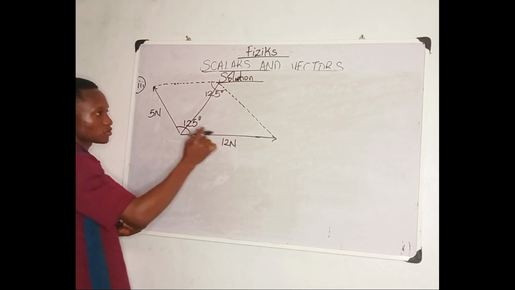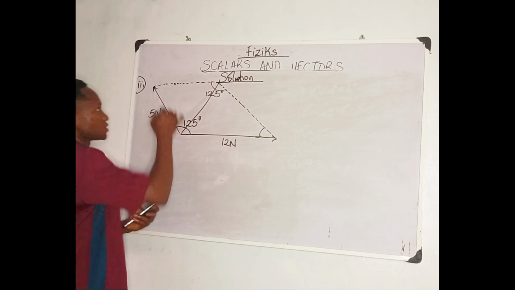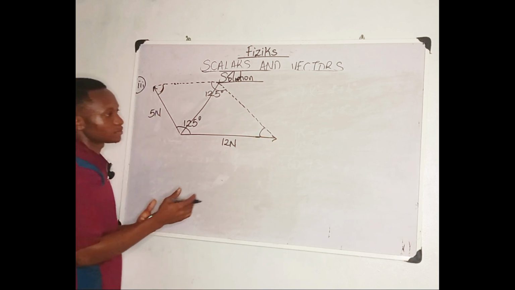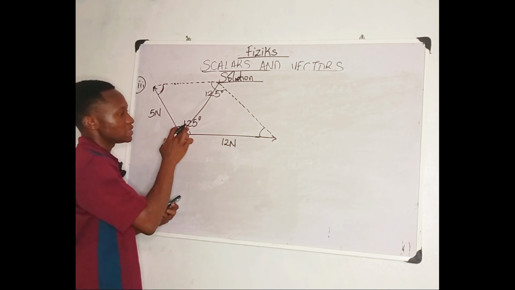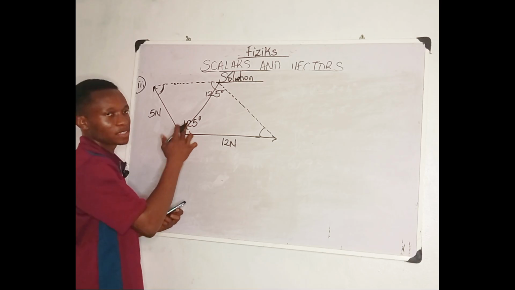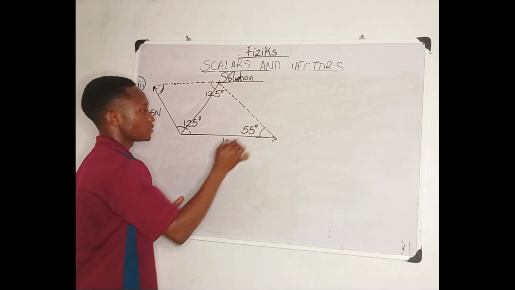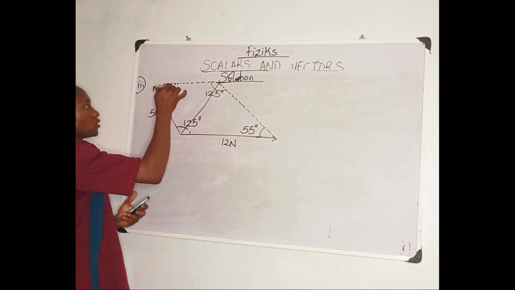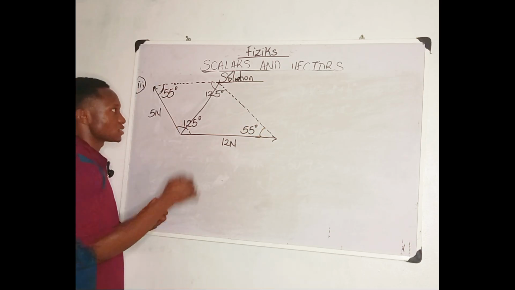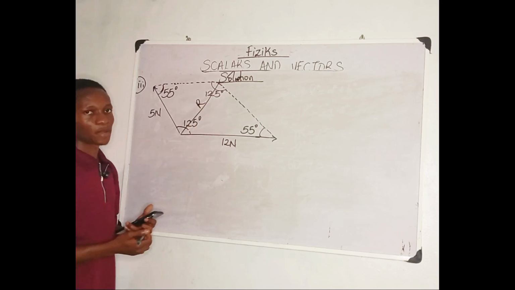Adjacent angles are equal. And this, how do I get it? Let me show you a shorter way. Now, a shorter way is this. 180 minus 125. That's going to give us how many? It's going to give us 55 degrees. So therefore, here also will be 55 degrees. And I can call this R, my resultant.